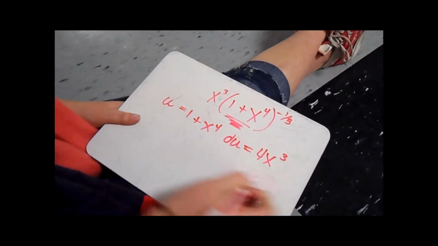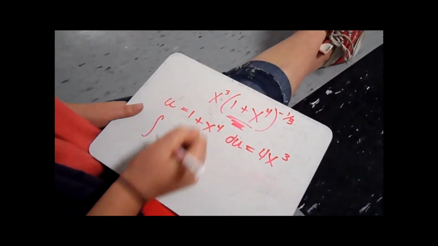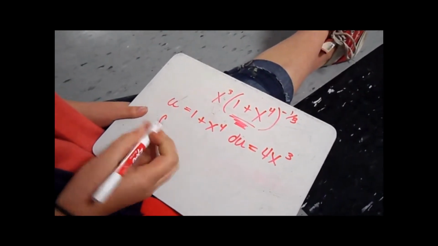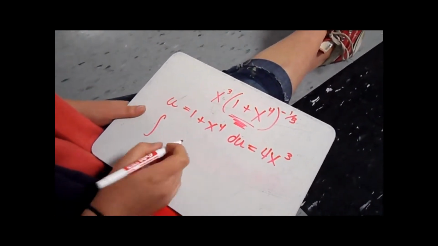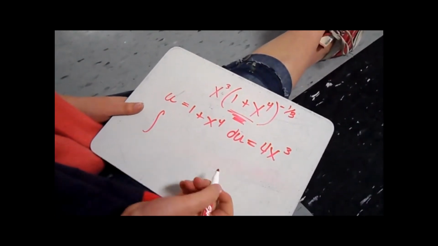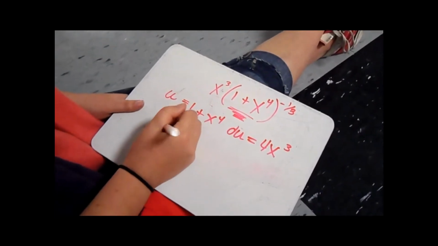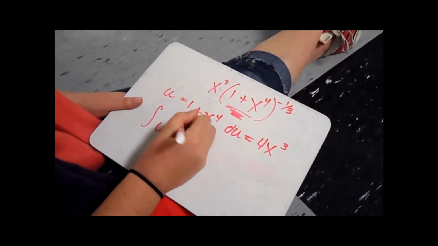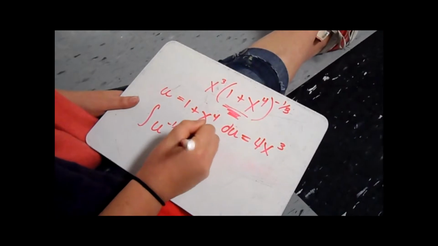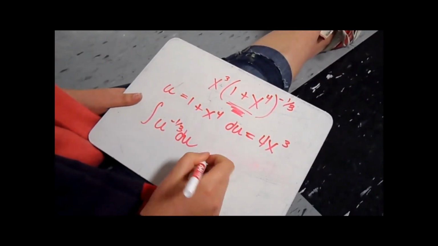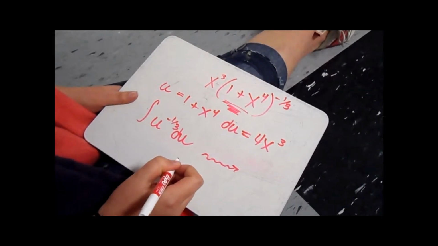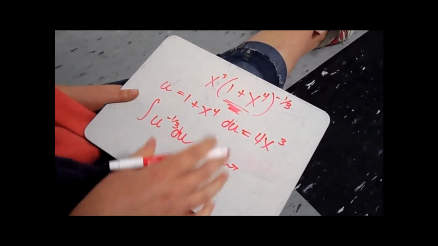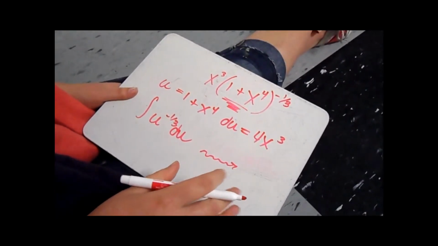And so then you want to plug it into the integral, and this is indefinite, so you don't have to worry about bounds. You're just looking for it in general. So you have your U to the negative 1/3 du, and then it goes on from there, which is explained later in the video, but this is just the basic concept.